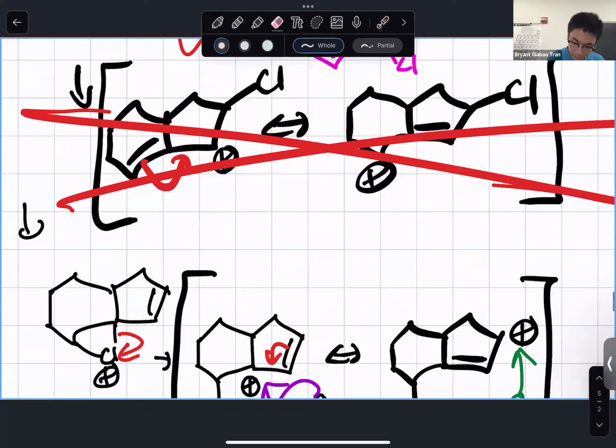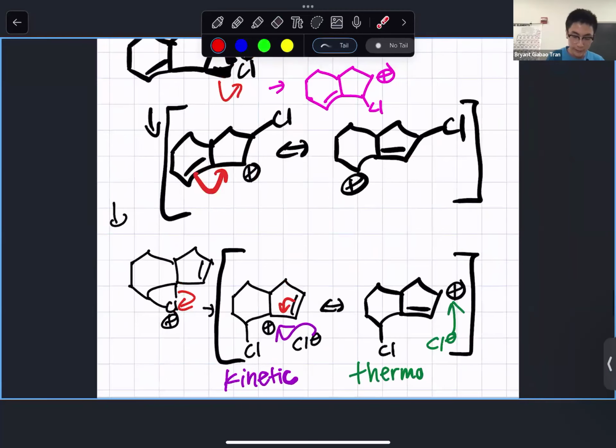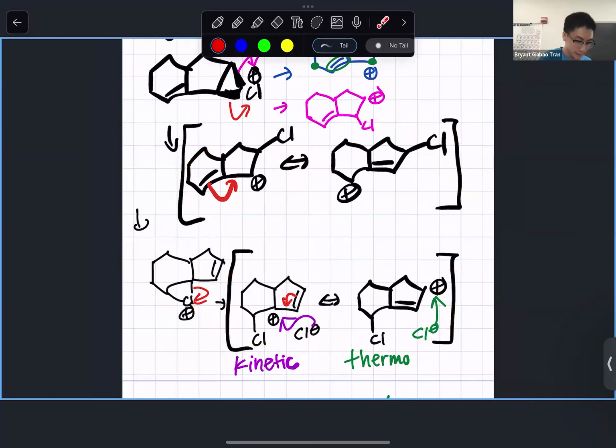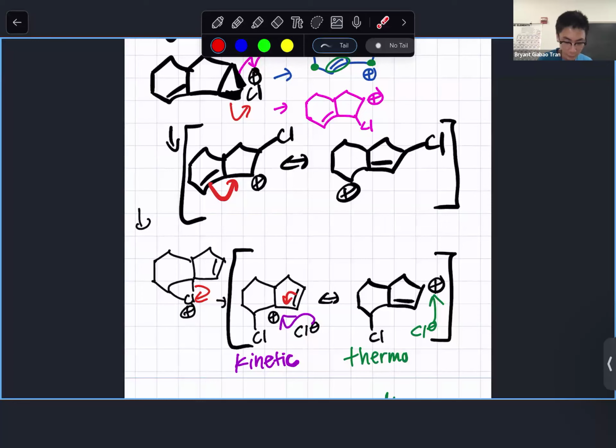Right. You understand how we got these resonance sets, right? So once we have our two resonance sets, we have to eliminate one. And we choose the one that has the most stable intermediate. This is the one that has the most stable intermediate because this is tertiary allylic. These ones here are less stable than that one.